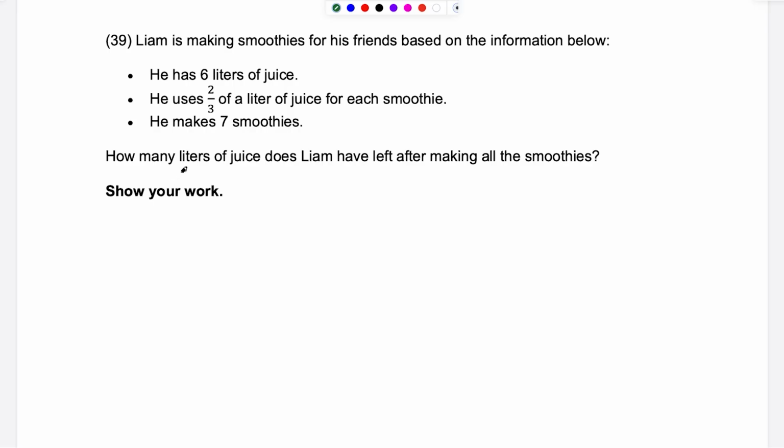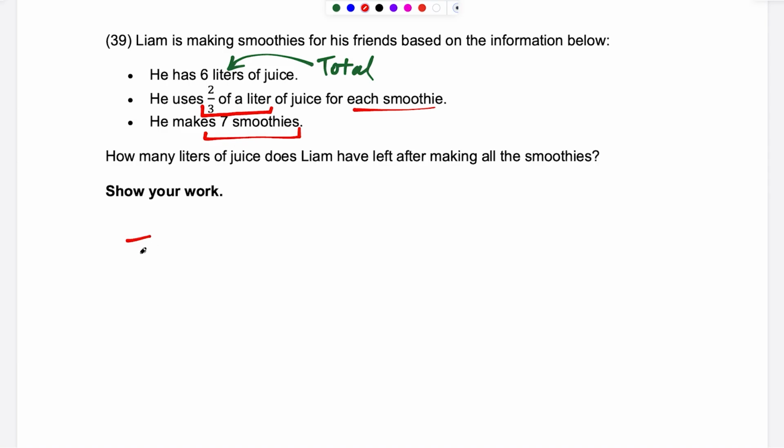So this is a type of question where, once again, you have to read it more than once to really understand what's happening here. So Liam has 6 liters of juice. This jumps out at me right away as being the total. This tells us the total liters that Liam is working with. And then next, we're told that he uses 2/3 of a liter of juice for each smoothie, and he makes 7 smoothies. The stuff that I underlined in red, and I'll just make this a little bit neater, belongs together to start the question. Each smoothie uses 2/3 of a liter of juice, and he makes 7 smoothies.